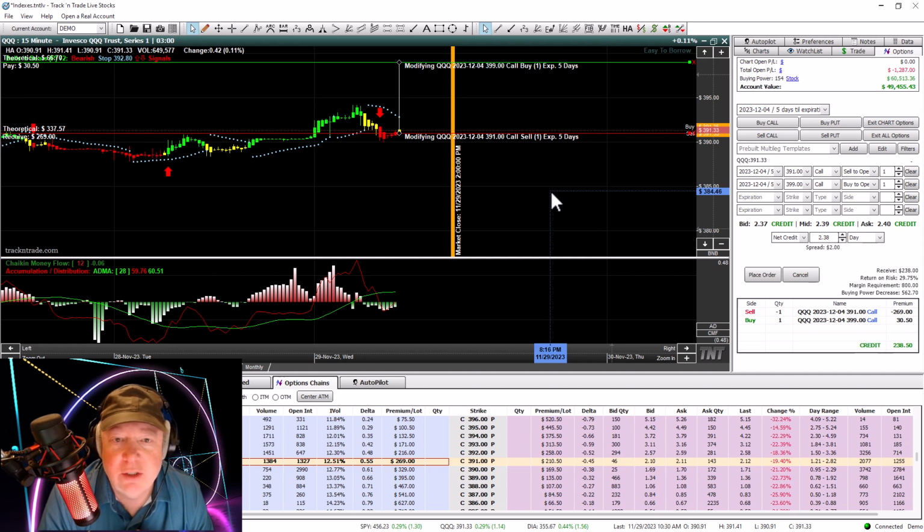So that's what the strategies are for. It's like playing chess. You're saying, well, I think the market's going to go up, so what's the best strategy to take advantage of that? I think the market's going to go down. What's the best strategy for that? I think the market's going to go sideways. What's the best strategy for that?